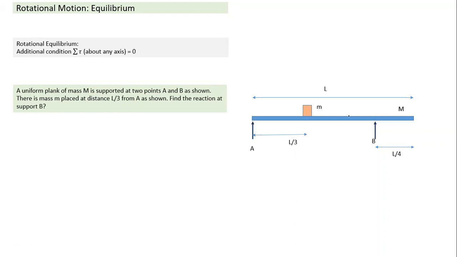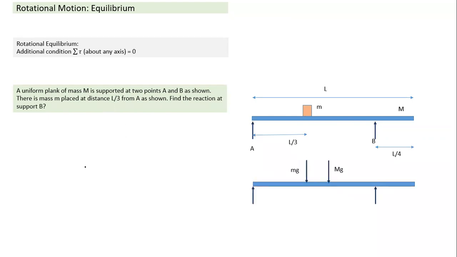So not only is there a plank of mass M here, there is also another mass of small dimension, which you may treat as a point-like mass. Mass m is placed at distance L by 3. Its dimension is small and the plank dimension is large. Find the reaction at support B. This is a typical example.